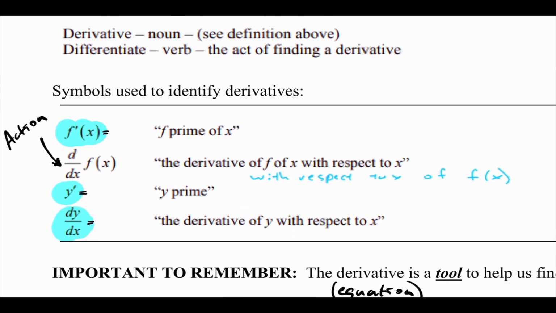So if you see the word derivative, that's what it means, slope of the tangent line. If you see the word differentiate, it just means find the derivative. They both mean the same thing. One's just a noun and one is a verb. One says, this is it. One says, I want you to find it. So differentiate is an action, a verb. Derivative is a noun.